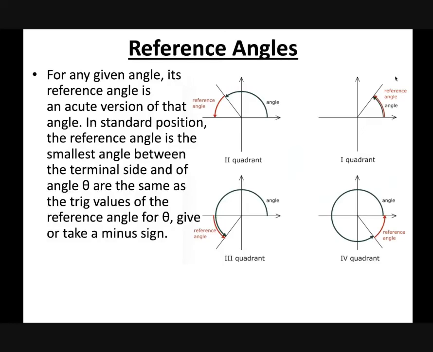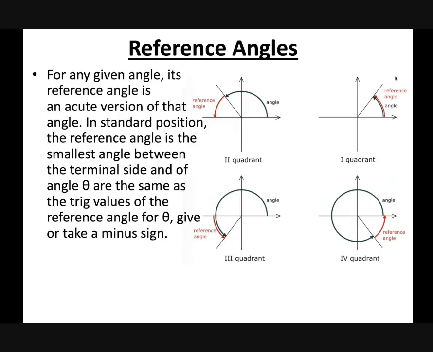So reference angles. For any given angle, its reference angle is an acute version of that angle. In standard form, the reference angle is the smallest angle between the terminal side of the angle theta and the x-axis, and it has the same trig values as theta. We'll get into the trig later. And this could be plus or minus a sign.